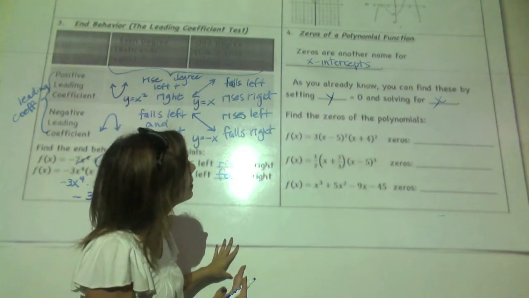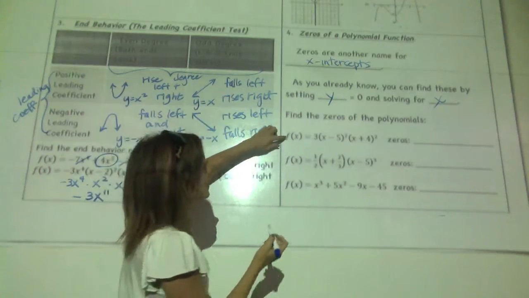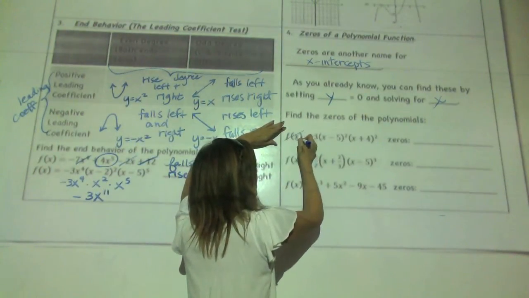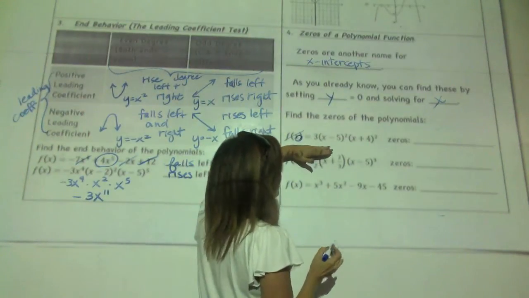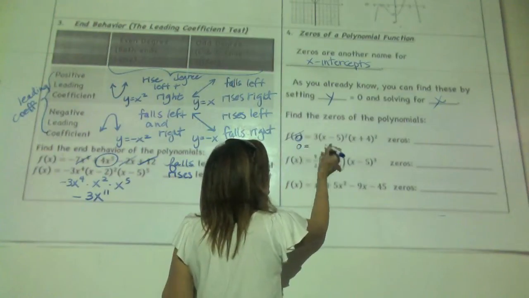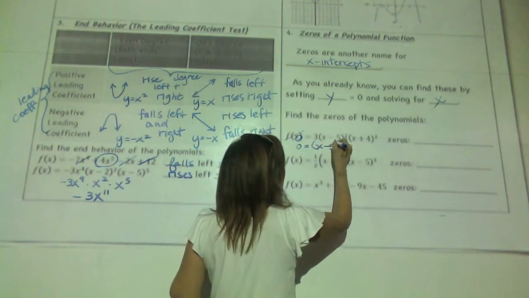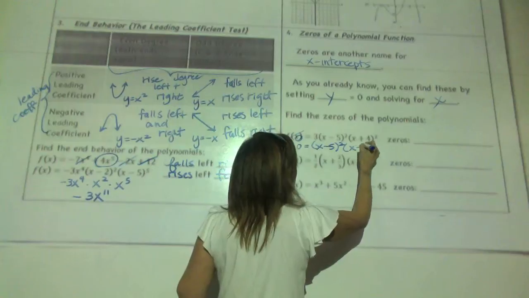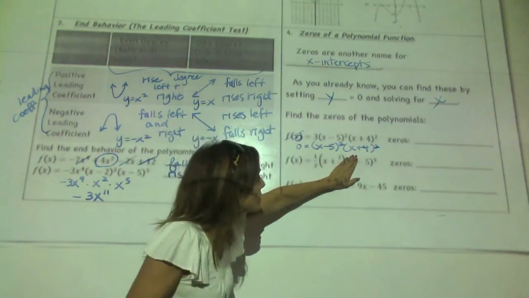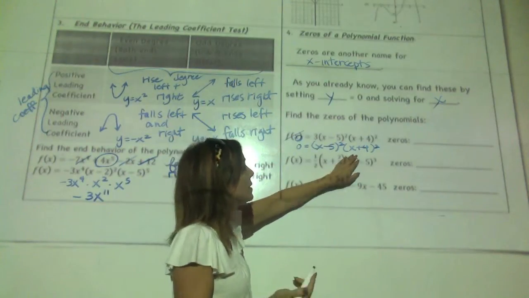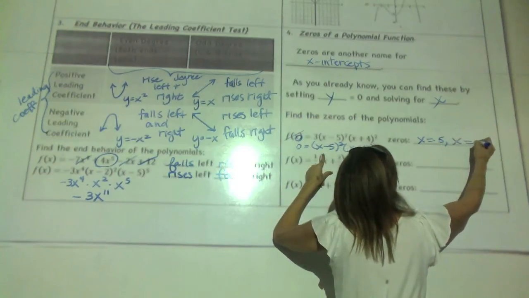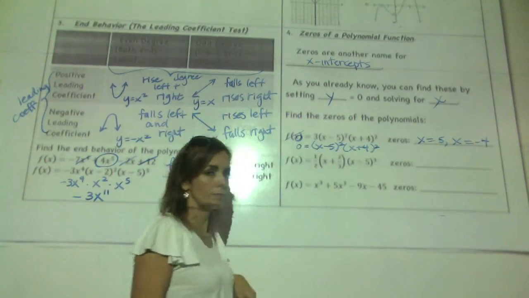Okay? If I set y equal to 0, I'm really putting a 0 in here, correct? So this is going to become a 0. So let's get rid of this 3 by dividing everything through by 3, and I would have 0 is equal to x minus 5 squared times x plus 4 squared. So I'm just going to set each of these factors equal to 0, and I would find that my zeros are x equals 5 and x equals negative 4.